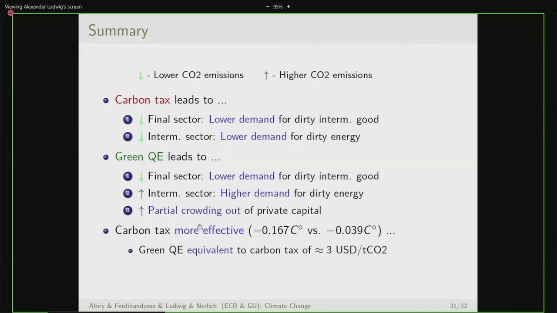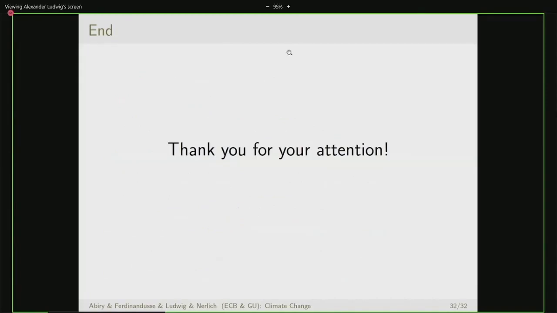So in our baseline, the relative effectiveness is about 4 in terms of the global temperature reduction, or green QE is equivalent to a carbon tax of $3. But green QE, as I also said, is complementary to the carbon tax. And with that statement, I want to close and thank you very much for your attention.